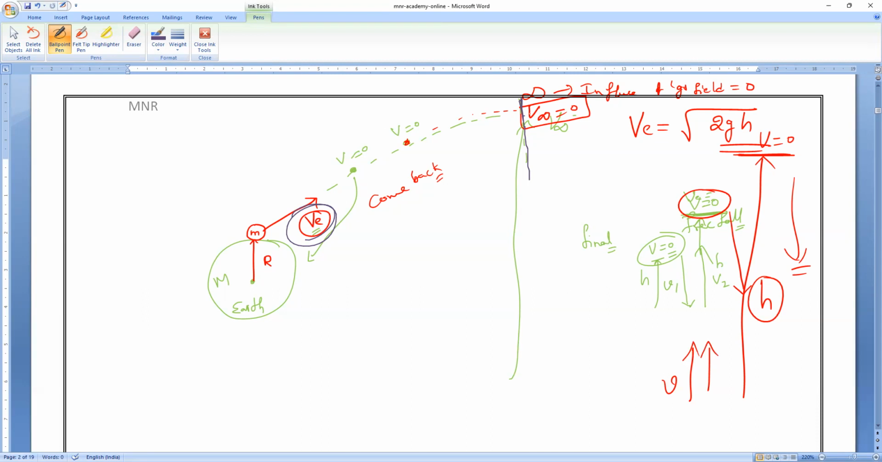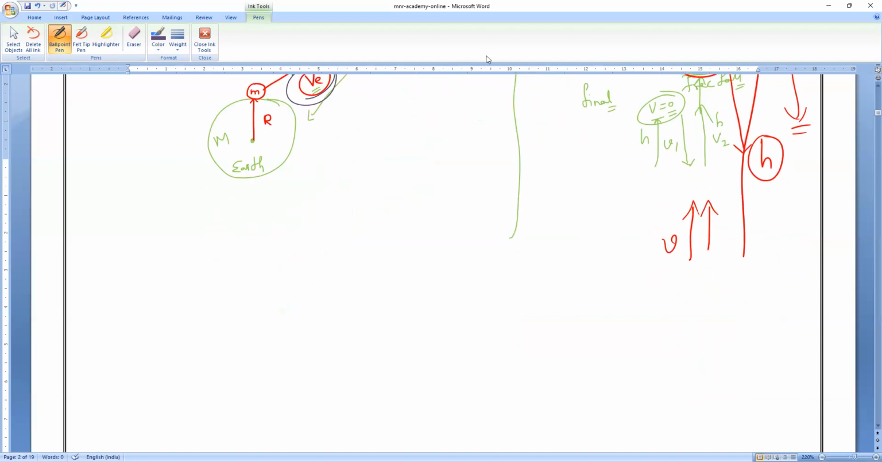That means where g ends. Then at that point also, what is the final velocity of the body? It is 0. But will the body come back? No. That is the velocity we call the escape velocity. I hope you all understand.